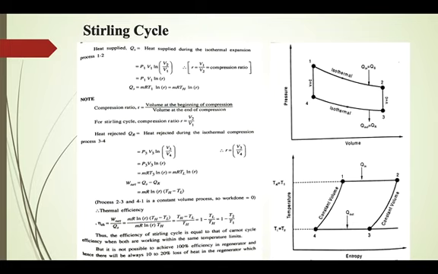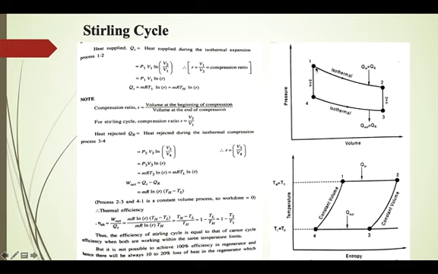Stirling cycle was invented by Robert Stirling in 1826. Now the execution of this cycle actually requires most innovative hardware, and that is the main reason why it is not commonly used in practice. Stirling cycle consists of two isothermal processes. Here you can see two isothermal processes and two constant volume processes. Now the PV diagram and TS diagram are shown here.